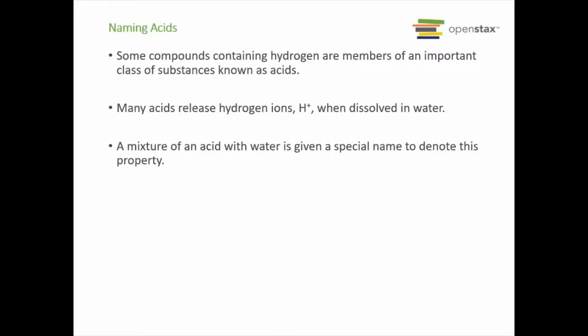So now let's talk about naming acids. Some compounds containing hydrogen are a member of the acids. And these guys release hydrogen ions when dissolved in water. So one way to know if you have an acid when it's dissolved in water is it has H first in the formula, something like HNO3. Before it's added to water, it is not really an acid. It becomes an acid when you put it in water. So when you have an acid and water mixture, it's given a special name to say that it's an acid.